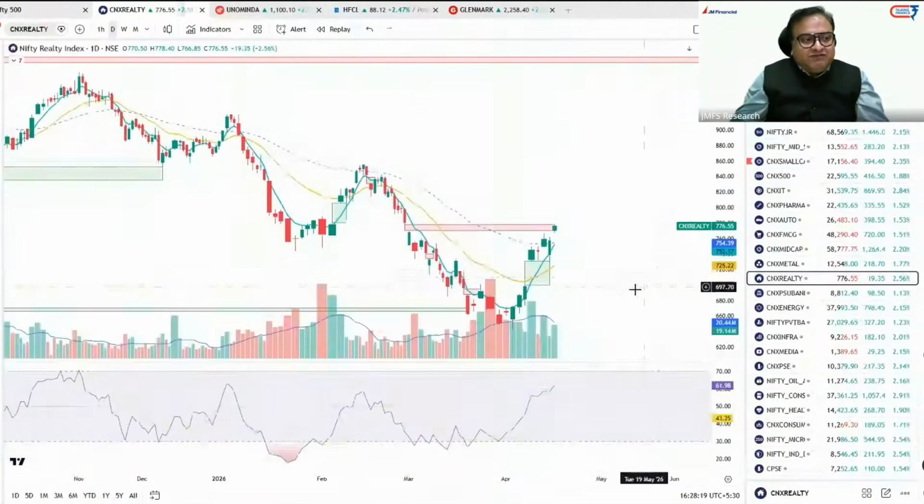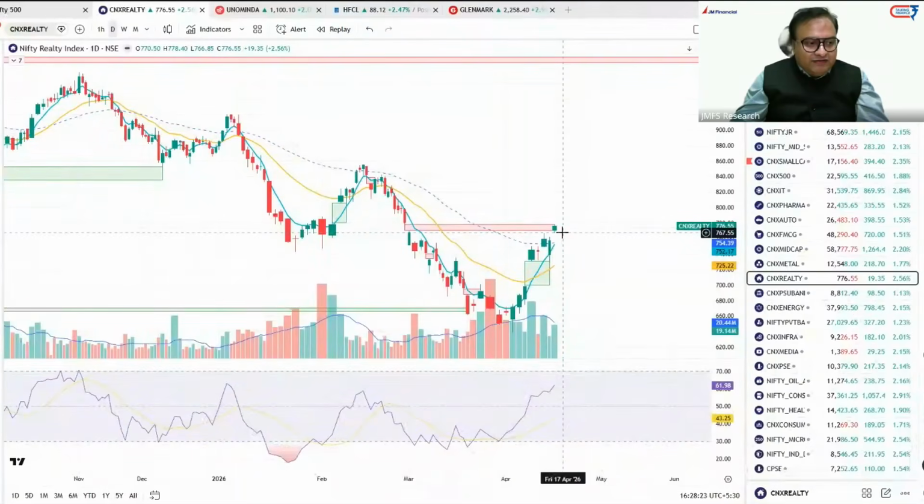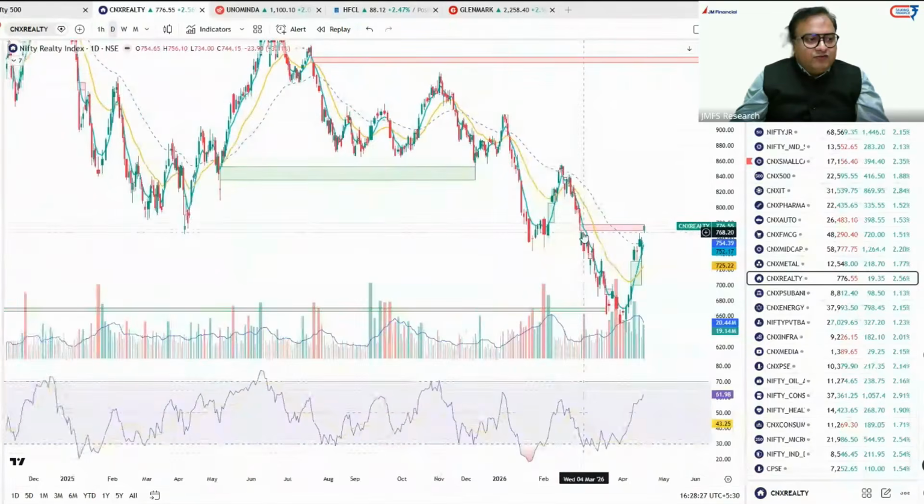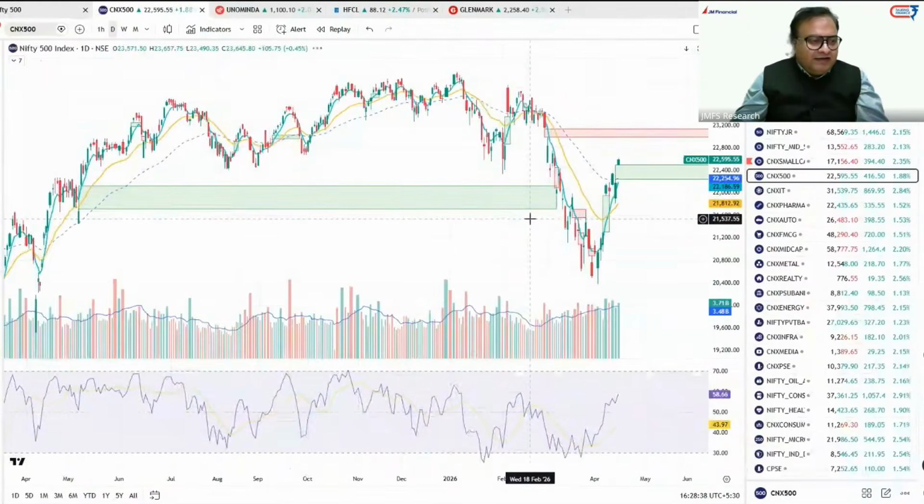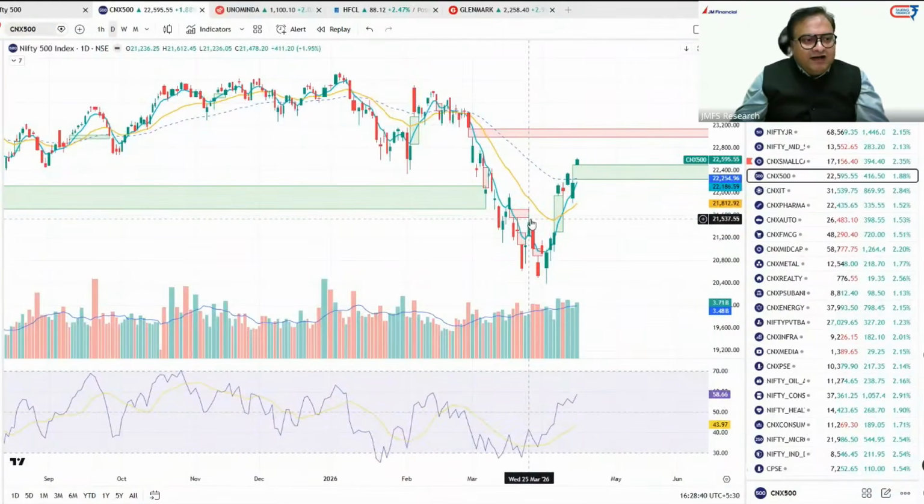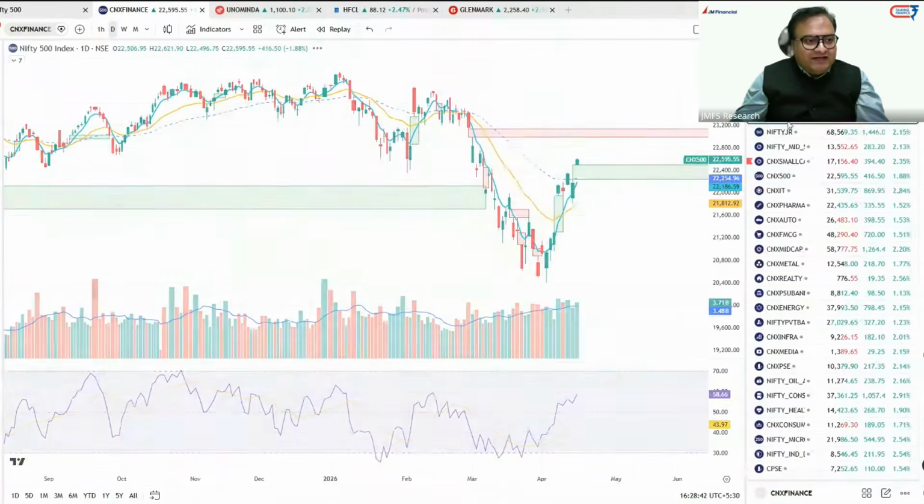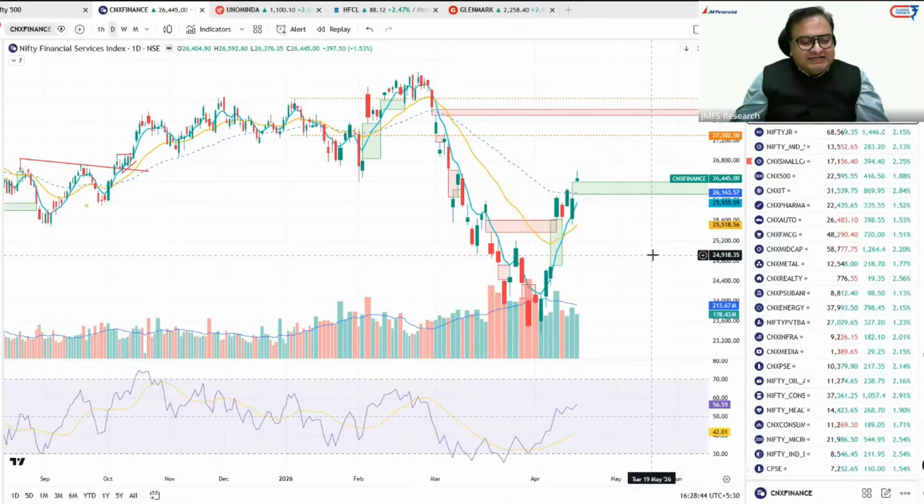Realty was the best performing index in this bounce back period. Again, this is getting into borderline overbought as well. So these are some of the sectors where the risk reward is not suitable for fresh longs, but there are a lot of them where we can look at getting into dips or getting into these breakouts as and when they come. So this is where we stand as of now.